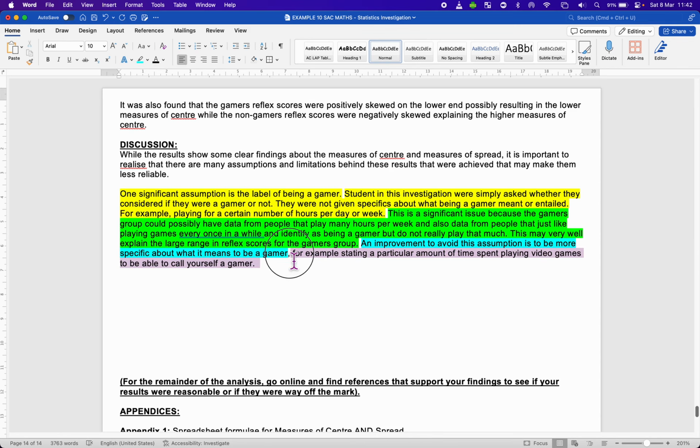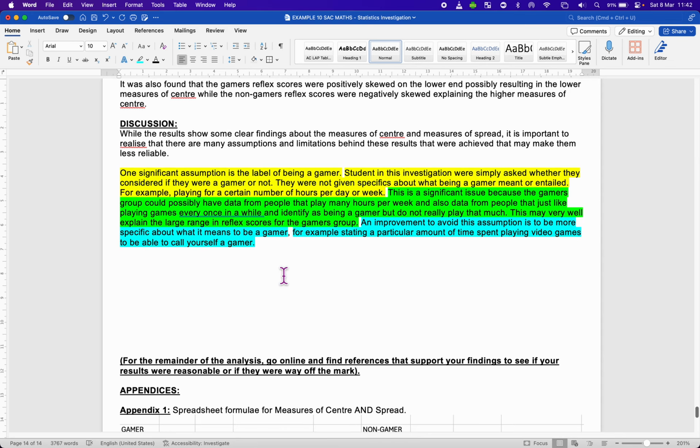Highlight that. So those three colors represent what it is, what's the issue, how would it affect our data, and how to fix it. Okay. I'm only going to suggest other assumptions here.